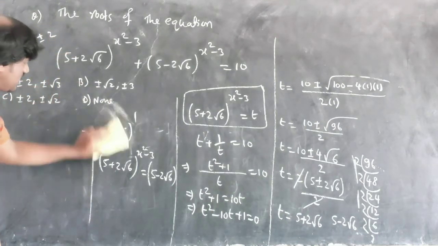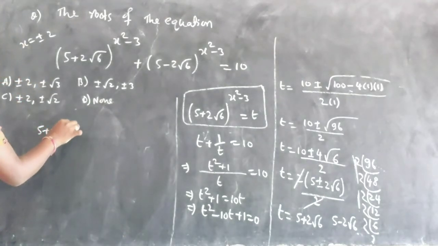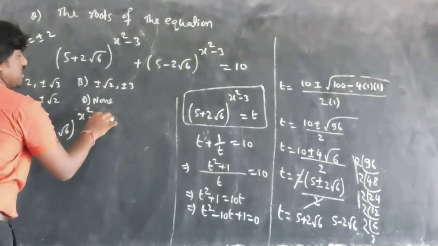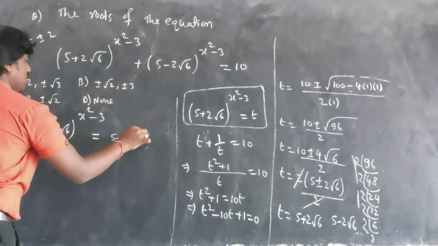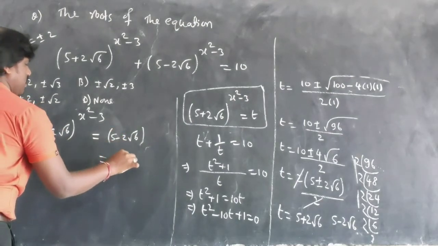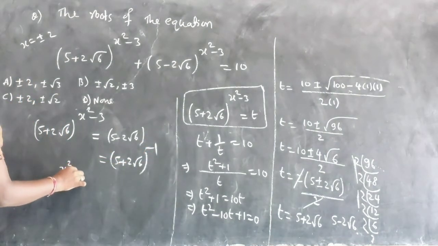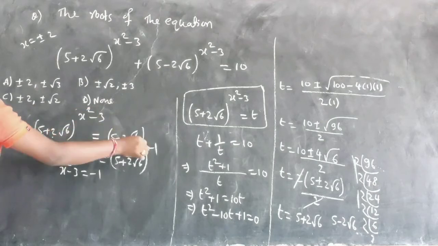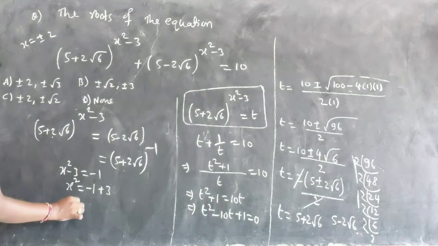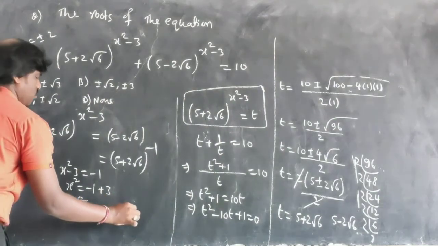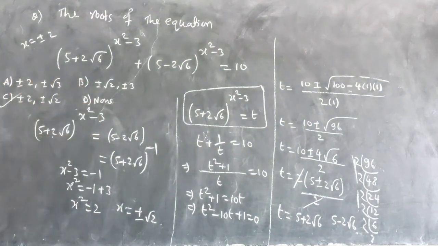Now according to this one, 5 plus 2 root 6 to the power of x square minus 3 is equal to, I took 5 minus 2 root 6, and this can be written as 5 plus 2 root 6 to the power of minus 1. Means x square minus 3 will be equal to minus 1. Bases are equal, exponents will be equated. x square is equal to minus 1 plus 3. x square is equal to 2. x is equal to plus or minus root 2. So option C is the right answer.